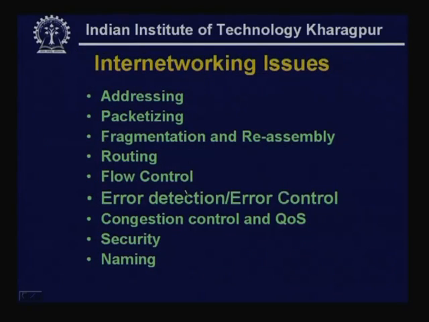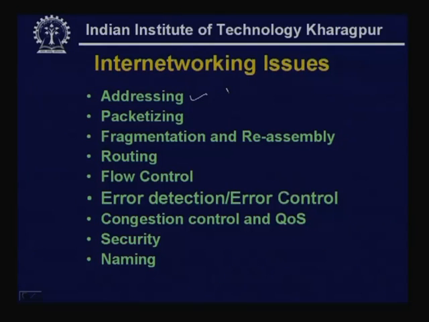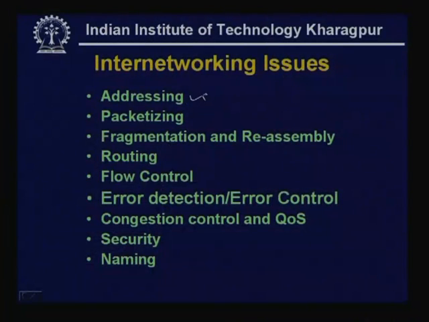Now let us have a look at the various internetworking issues. First one is addressing. Whenever two stations want to communicate with each other, they must have some address. In case of Ethernet, we have seen the 48-bit medium access control, MAC address. However, in other networks, that addressing scheme can be different. So addressing we have to discuss. Then we have to do packetizing. Apart from the data, other information like source address, destination address, and various other things are to be put together in the form of a frame, and that is packetizing.